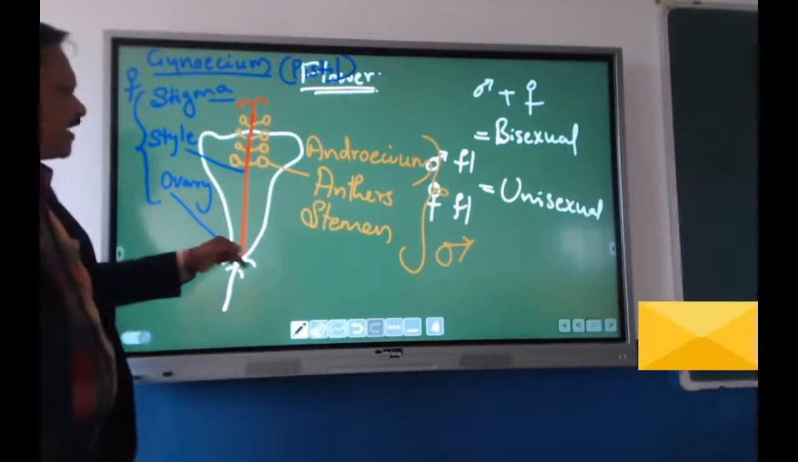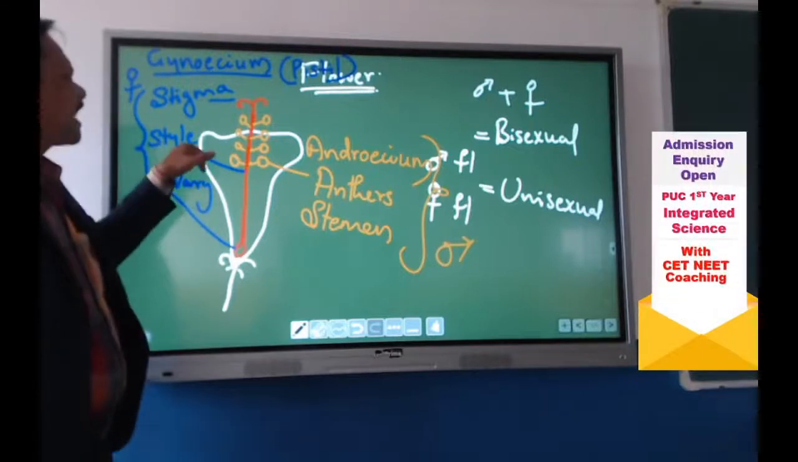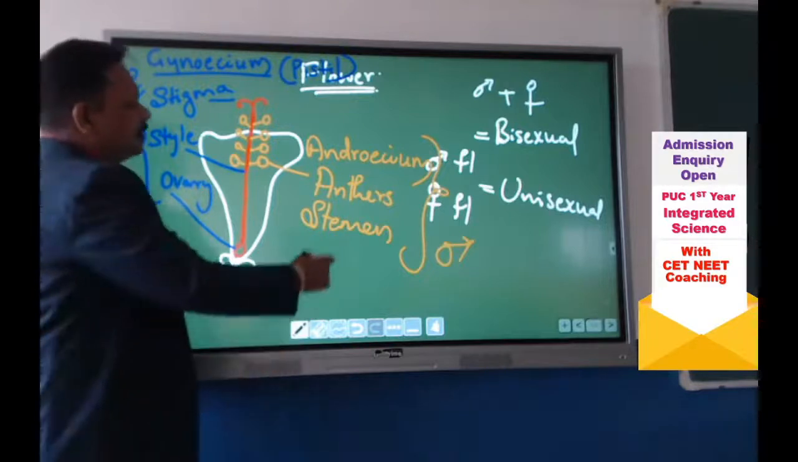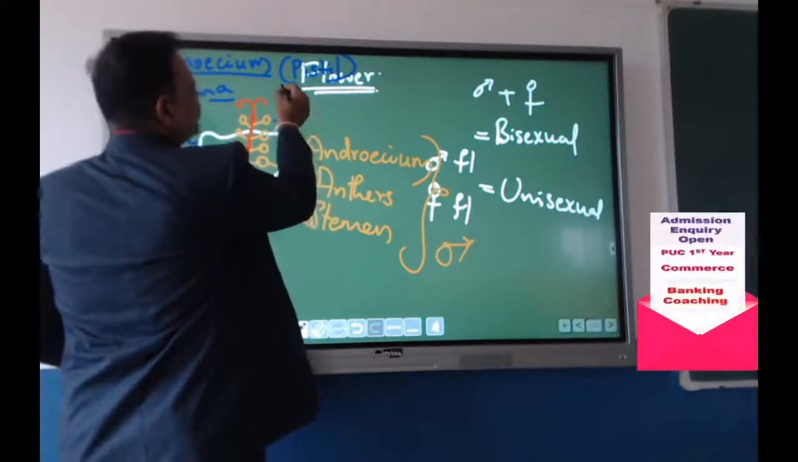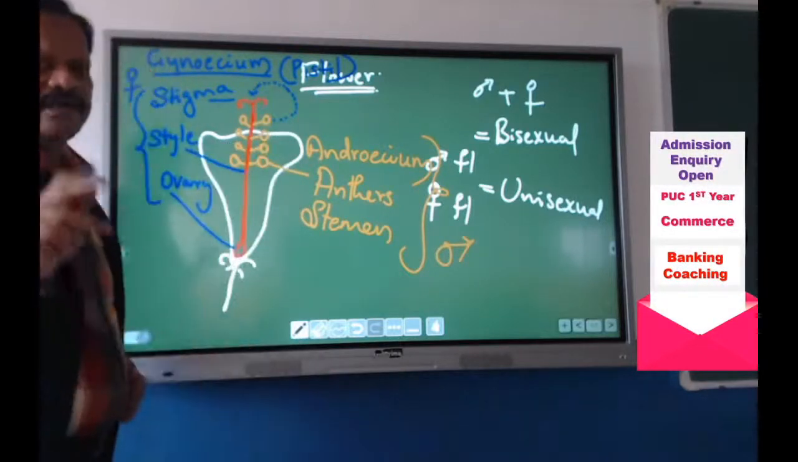Now this gynoecium is having three important parts, that is ovary, style and stigma. Now what is happening? The anther, it is flying up, the pollen grains. The pollen grains are coming and settling on the stigma.